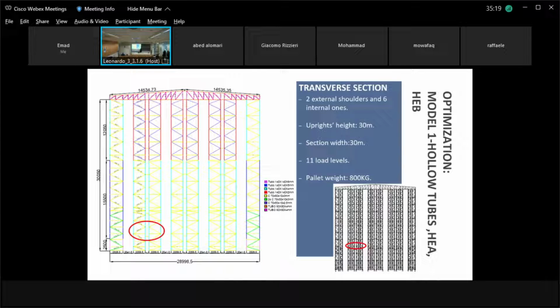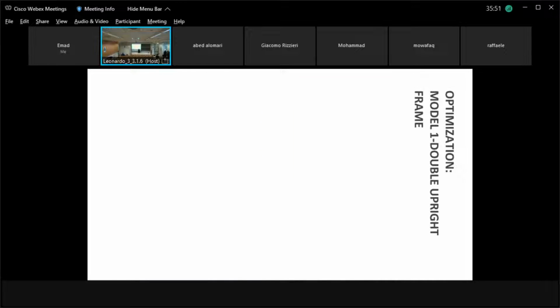Now moving to the optimization of the first model. So in this model, we joined each 2 shoulders into 1 large shoulder. So now we have 2 external shoulders and 6 internal ones. Then we use different types of profiles for the column. The first family were the hollow tube sections, and then the HEB and HEA, and we compared it. We'll see the comparison later between these models.